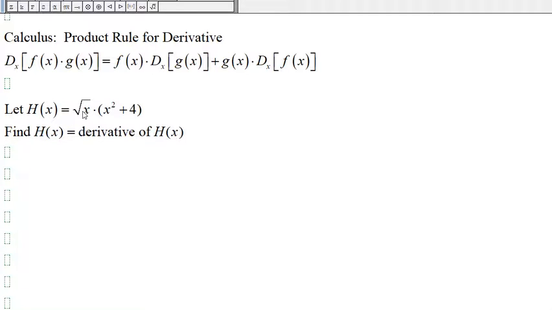Here we have the function of the square root of x times x squared plus 4, and we want to use the product rule to find the derivative. And so again, this would be like f of x, and the x squared plus 4 would be like g of x.